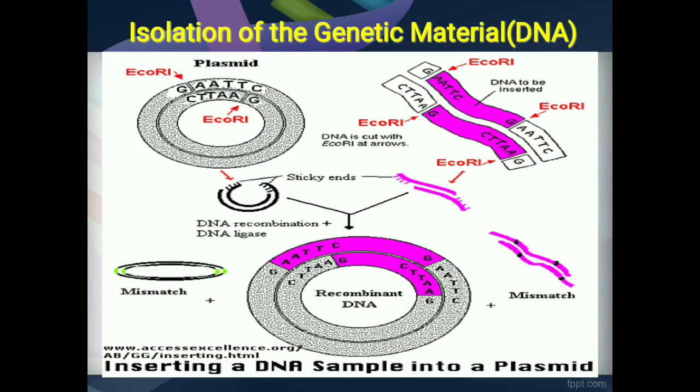Now, isolation of the genetic material from the donor. The cell or organism from which the required gene is taken is called the donor. So, from the donor, we take a fragment of the gene or the genomic DNA. This is how isolation takes place. Then the DNA sample is inserted into a plasmid. Plasmid is the vector.